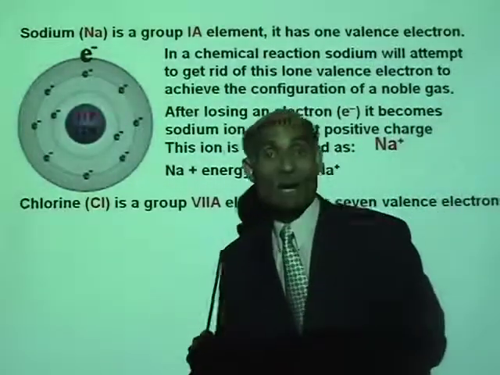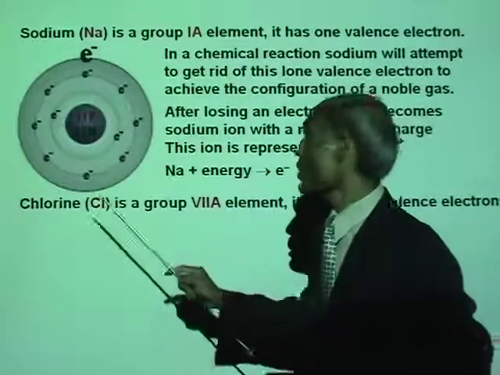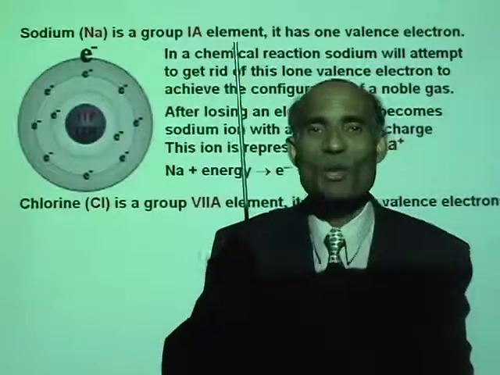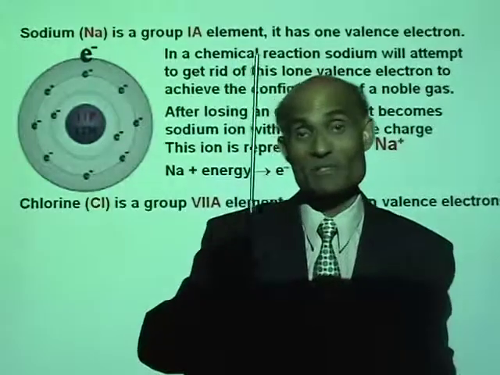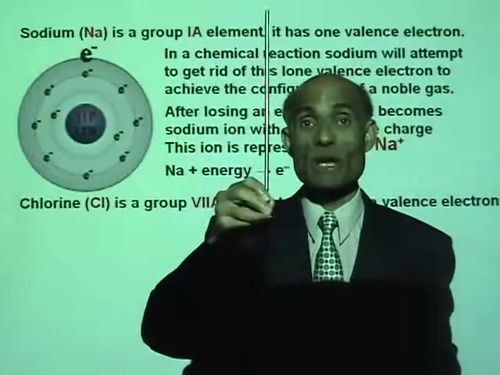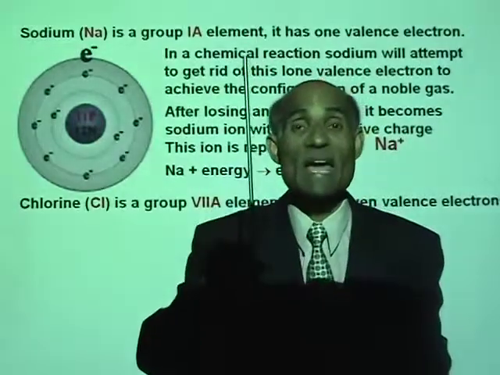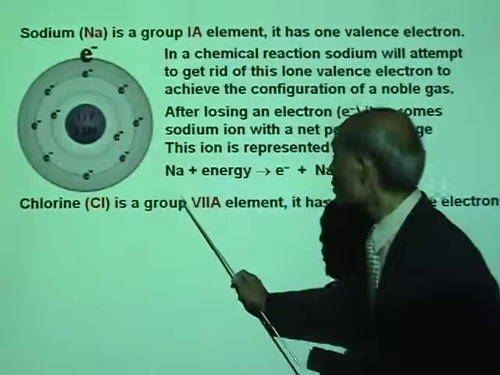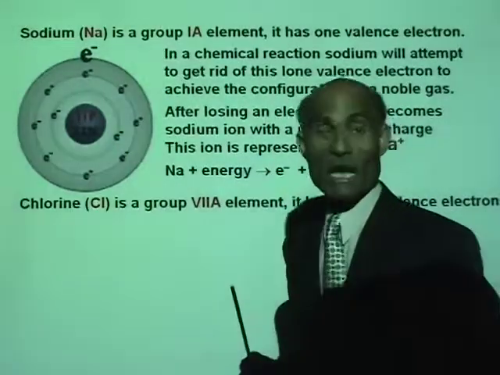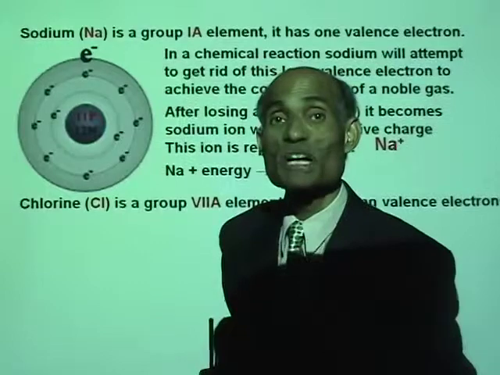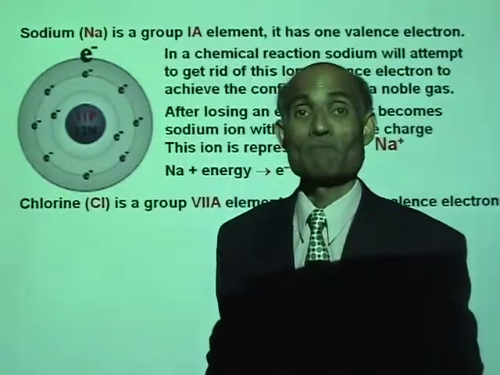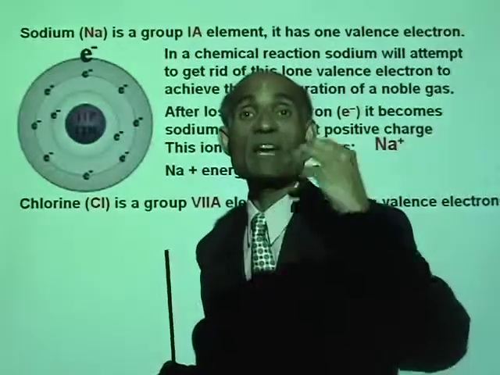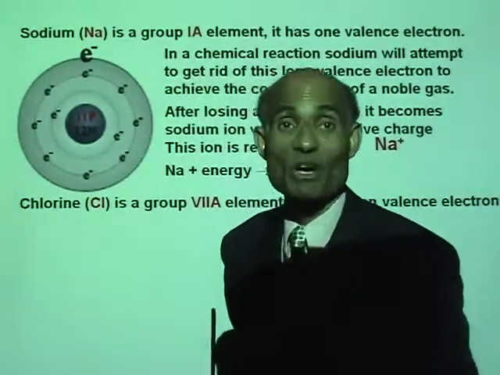Now, let us look at another element like chlorine. Do you know which group chlorine belongs to? We have talked about it several times. Chlorine belongs to group 7A. Chlorine is a halogen. It is a group 7A element, and how many valence electrons does chlorine have? Well, the group number tells you. Group 7A, it has 7 valence electrons.